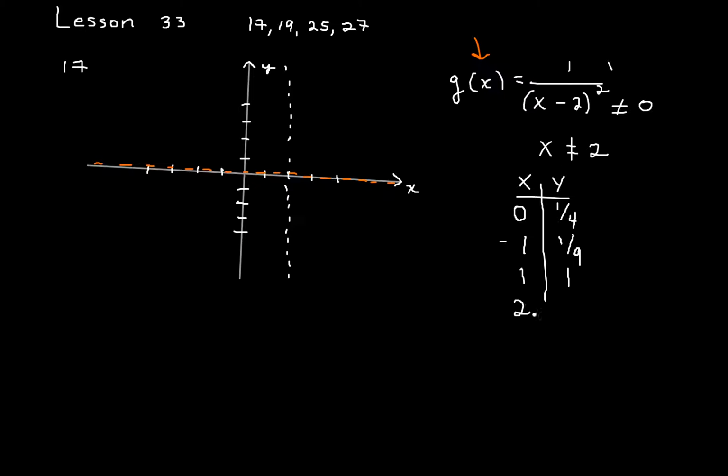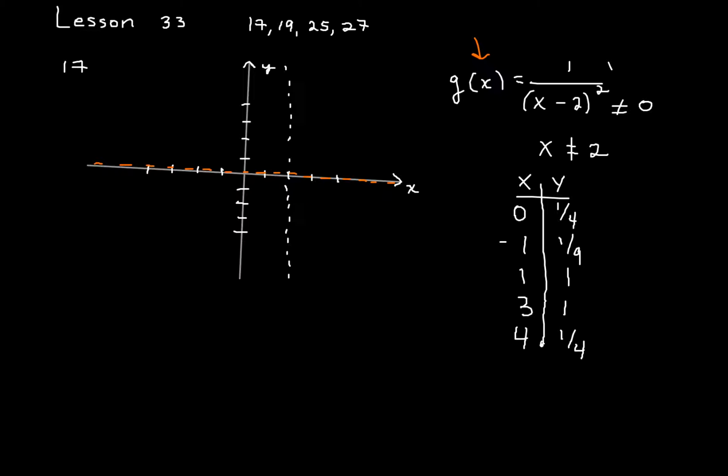2. If we put a 2 in, we're going to get, whoops, 2 doesn't work. Duh. Okay, let's move on to 3. If we put a 3 in, we're also going to get 1, and if we put a 4 in, we're going to get 4 minus 2 is 2, squared is 4, so another 1/4.